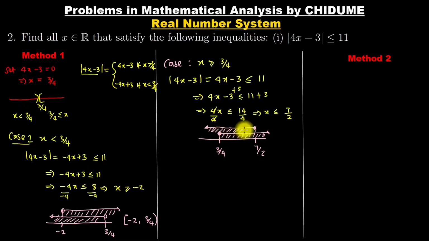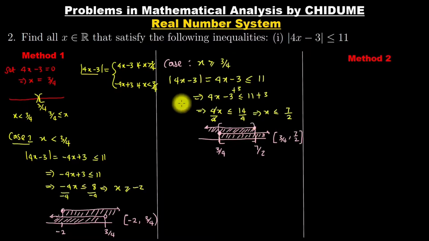So what is the intersection of these two graphs? They intersect in the interval 3 over 4 comma 7 over 2, closed at both ends, due to the fact that this is closed at this end and this is also closed at this end. So this is their intersection. So the solution set for this case is 3 over 4 comma 7 over 2.